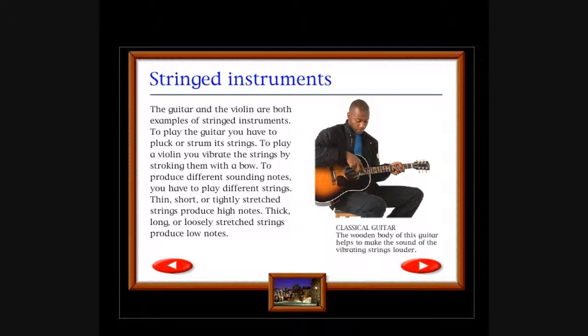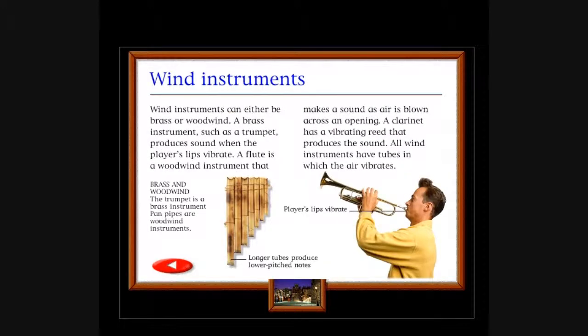Next, wind instruments. Wind instruments can either be brass or woodwind. A brass instrument, such as a trumpet, produces sound when the player's lips vibrate. A flute is a woodwind instrument that makes a sound as air is blown across an opening. A clarinet has a vibrating reed that produces the sound. All wind instruments have tubes in which the air vibrates. Brass and woodwind.